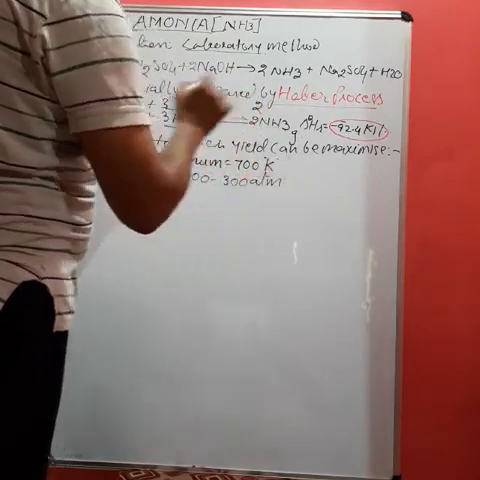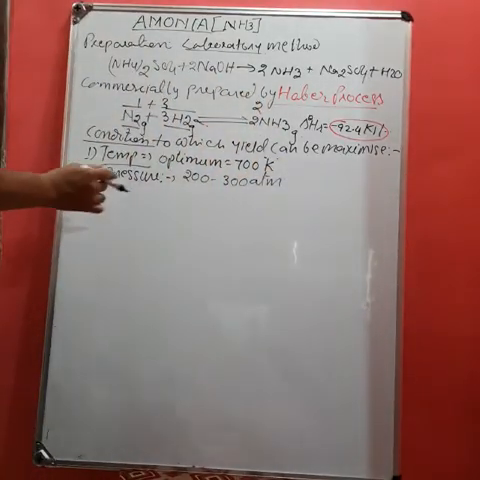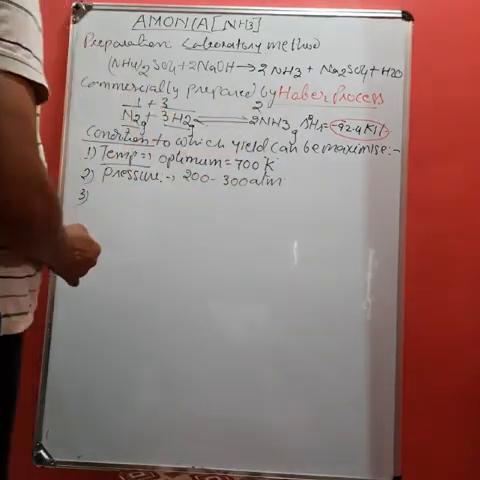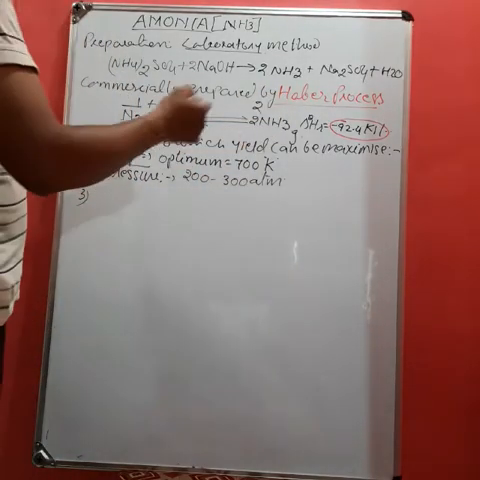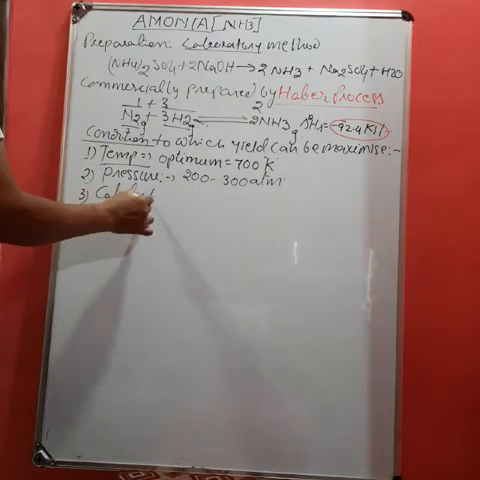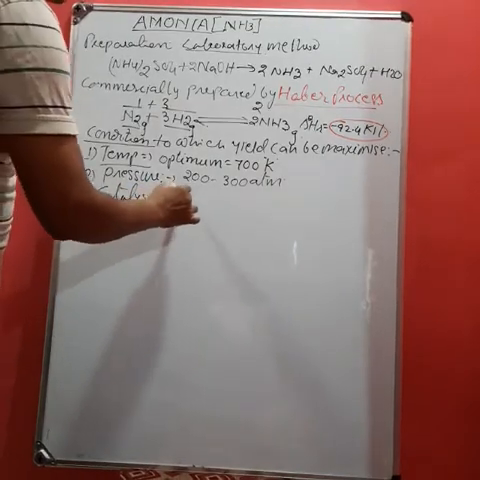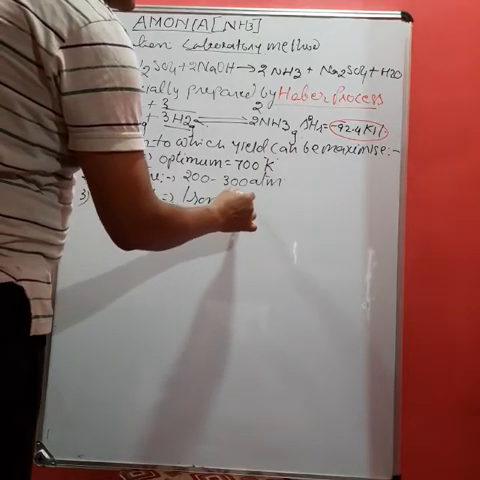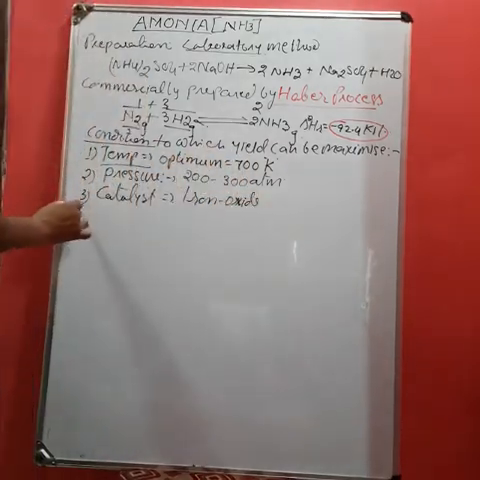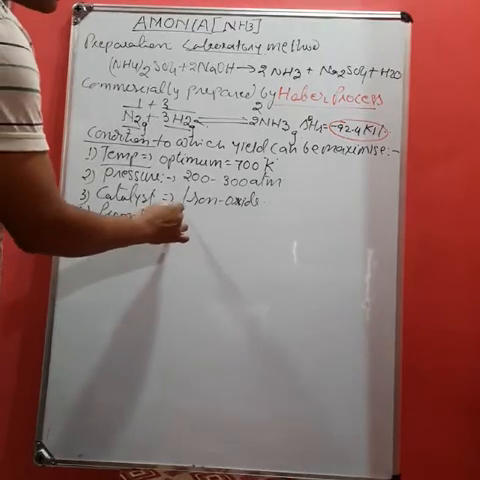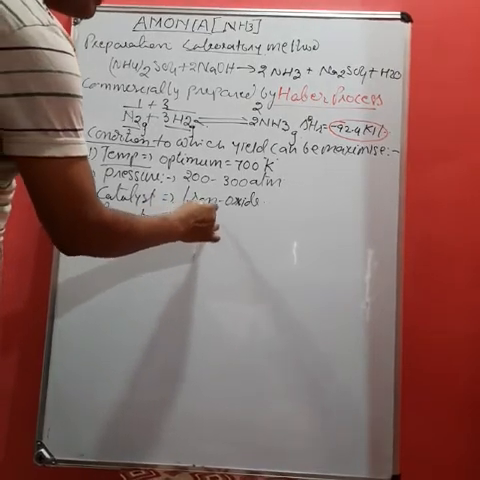Okay, third one, as you know, here we need a large scale of ammonia per annum. Therefore, we have to increase its production. Therefore, a specific type of catalyst is used here. These catalysts are iron oxide. Okay, and one more thing, to increase the activity of the catalyst, a promoter is used. This promoter is molybdenum.